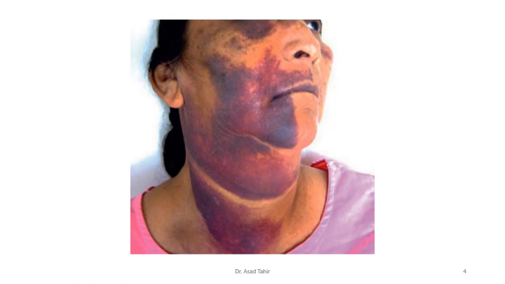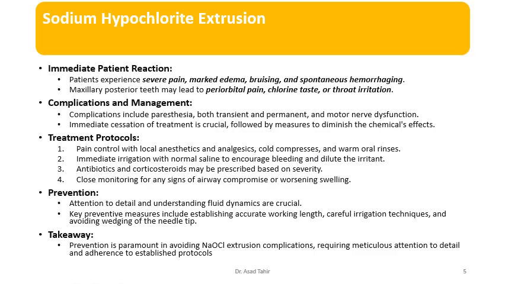There was altered sensation infraorbitally and in the region of the upper right lip, but no reported paresthesia of the alveolar or facial nerves. Immediate patient reaction. Patients experience severe pain, marked edema, bruising, and spontaneous hemorrhaging. Maxillary posterior teeth may lead to periorbital pain, chlorine taste, or throat irritation.